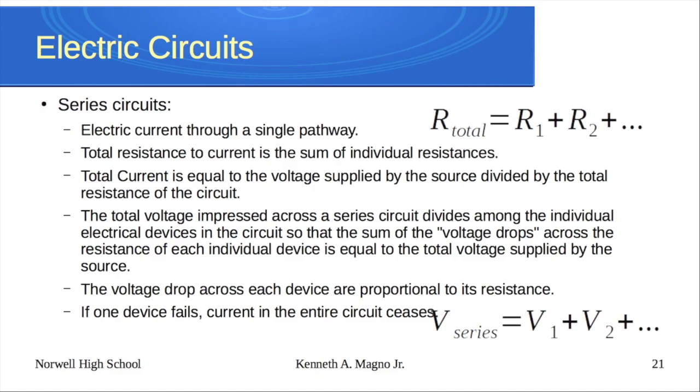So basically, if I have 10 volts coming out of the battery, every time I go through an element, I lose some of those volts. So I go 10 minus 2, then minus 4, then minus whatever's left, right? It just keeps dropping each time we go through. The voltage drops are proportional to the resistance. It's the same current through whatever resistor we happen to have. But again, if one fails, they all fail.